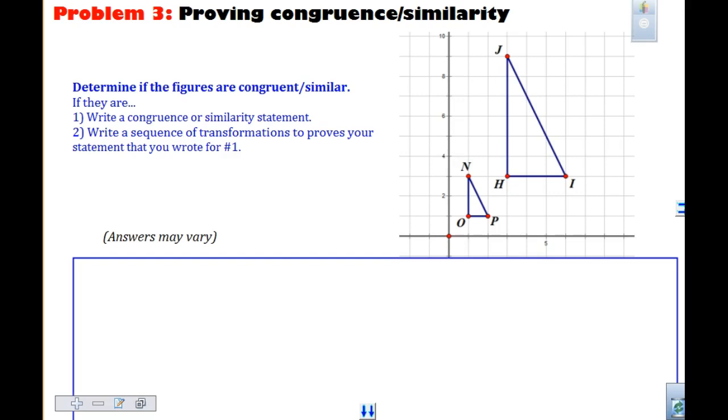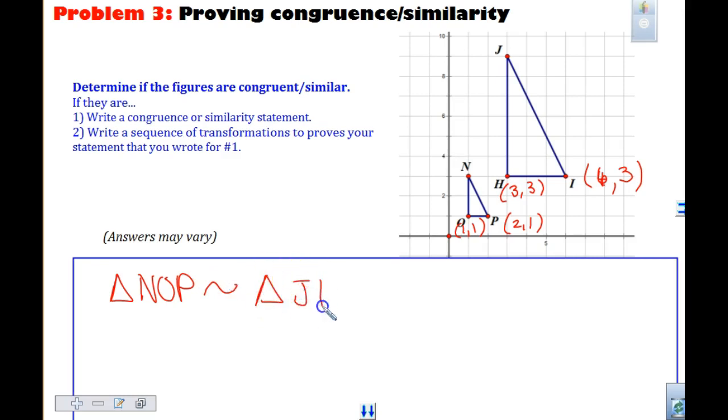I want you to look at this one. This is a one-stepper. I want you to think about the point is at 1, 1 for O, and H is at 3, 3. P is located at 2, 1. I is located at 6, 3. And I want you to think about what is that here to go small to big, then big to small. So we're going to go to the small one. NOP is similar to triangle JHI.